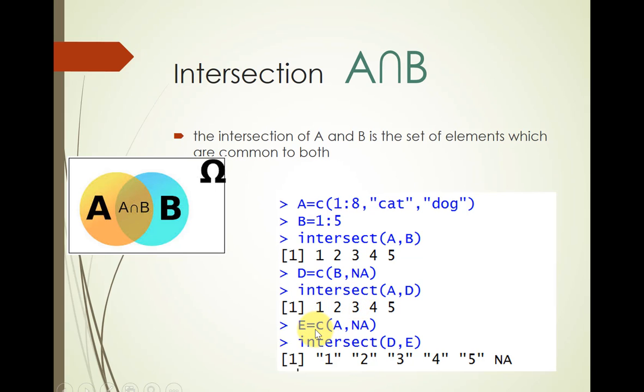And suppose this is E, and in that case they both have NA, and intersection will show the NA in that case. Okay, so E has NA and D has NA, then it shows up in the intersection. But if D has NA and A does not have NA, then the NA doesn't show up. We saw that here. Okay, that's intersection.